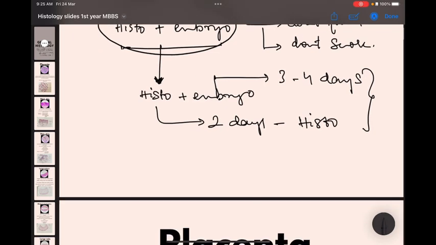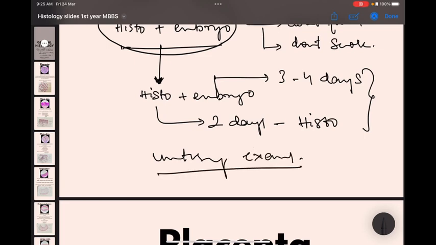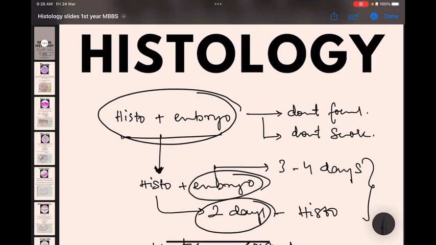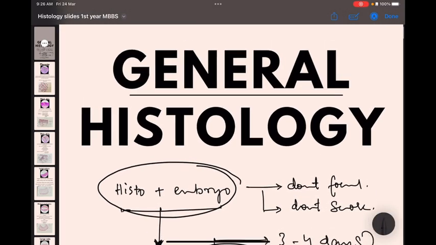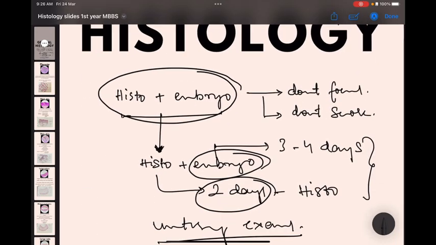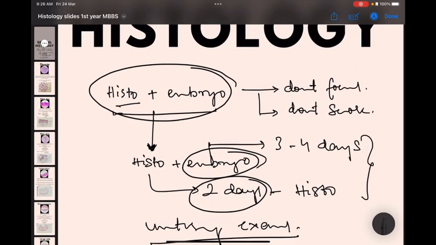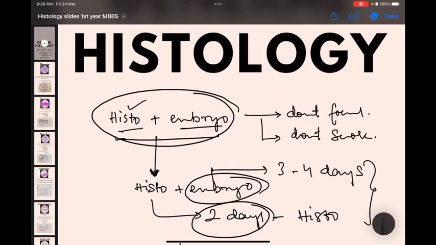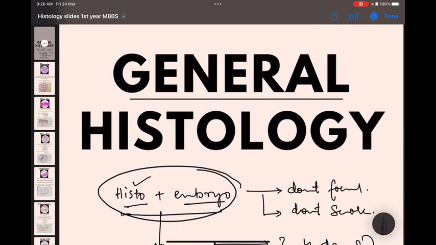The entire syllabus, I'm talking about the final exams, I mean the university exams. For university exams, you require only 3 to 4 days for embryo and 2 days for histo. But that does not mean you have to read them in the last moments. What most students do is make this mistake: they keep histo and embryo pending, and then at the last moment it gets burdened. So finally your anatomy aggregate will come less.